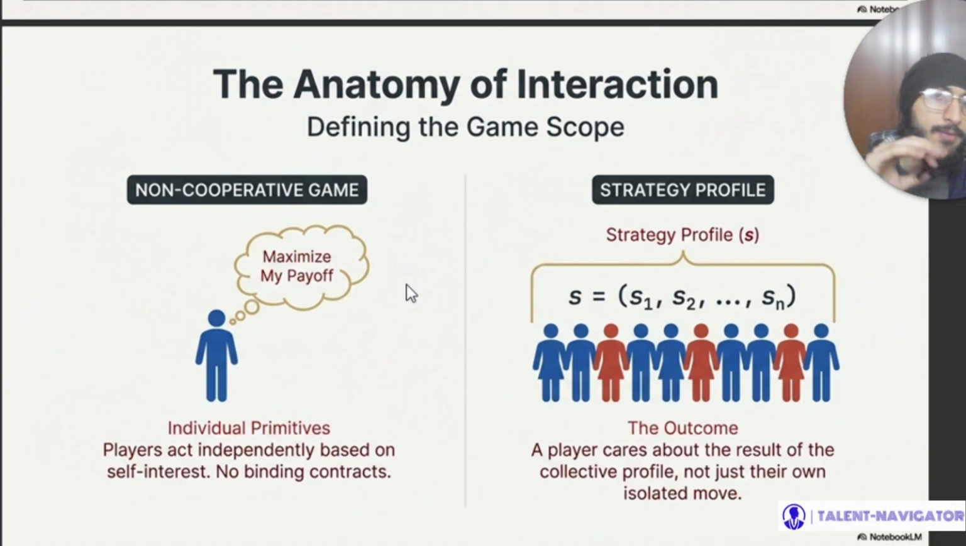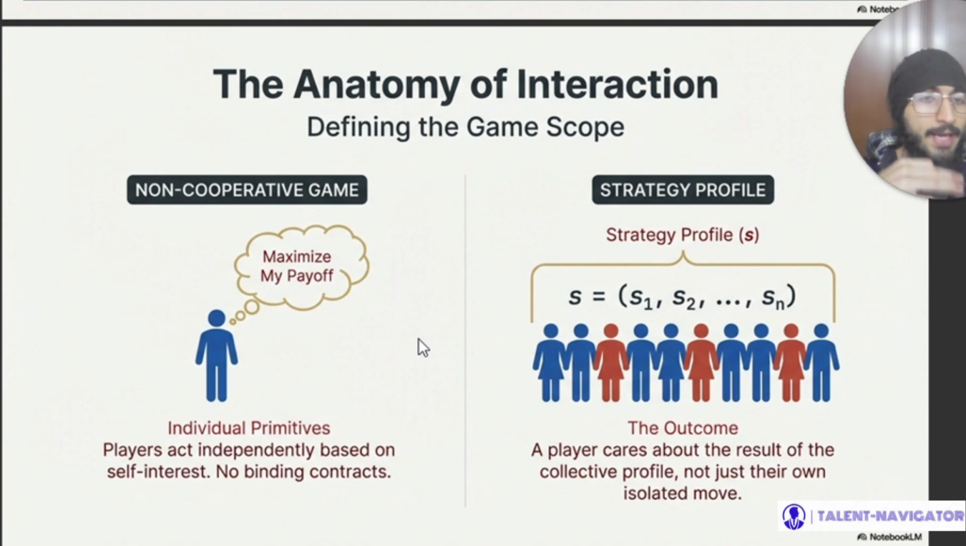So here the objective is for the person to maximize their own payoff, right? So this has individual primitives. The players act independently based solely on self-interest, right? And there are no binding contracts. And the second thing we'll be discussing is strategy profile, where we will be focusing on the outcome.